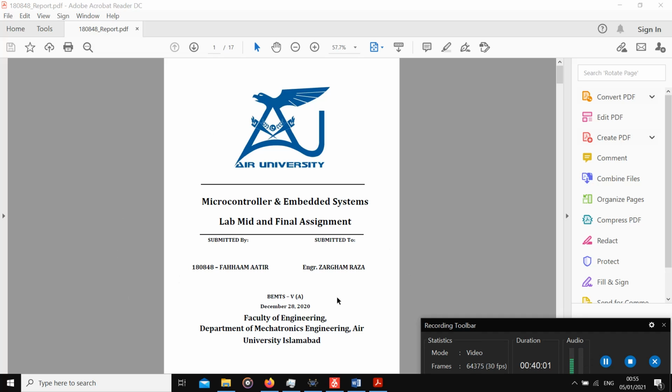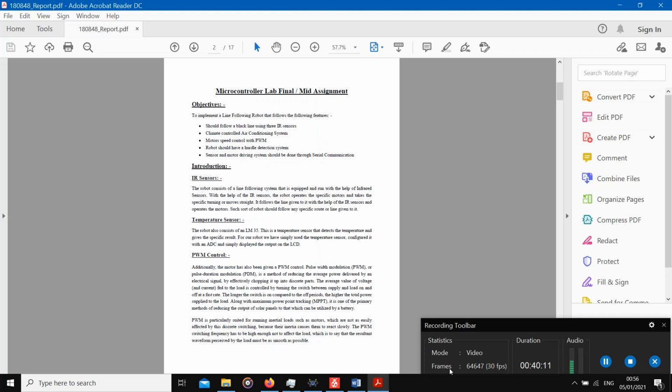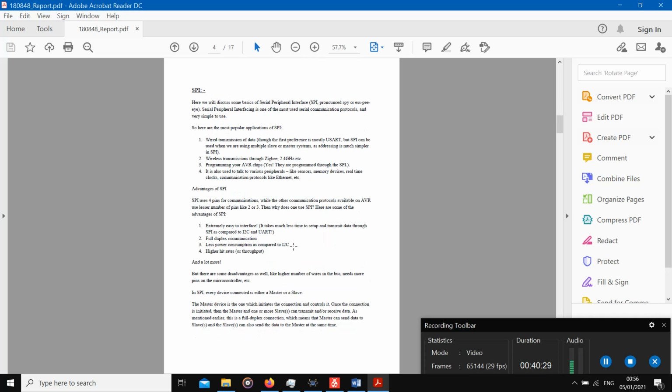Moving on to our report, the report doesn't have anything special, just the general introduction of myself, my instructor, my department, and the university. Then you have the general introduction, and I have already explained the objectives, what we want to do. The introduction has already been given to you: what an IR sensor is, what a temperature sensor is, the PWM control, and our graphs and the duty cycles in order to explain better to whoever wants to read this report.